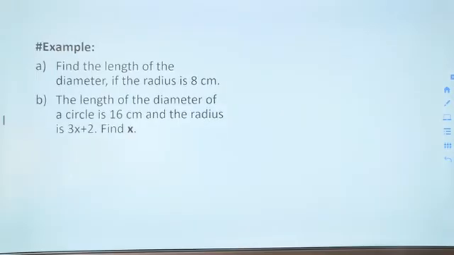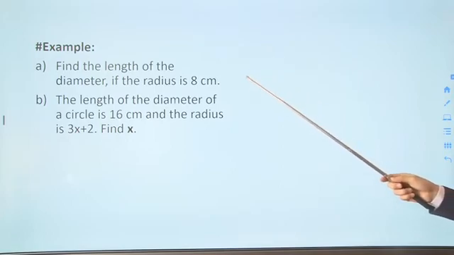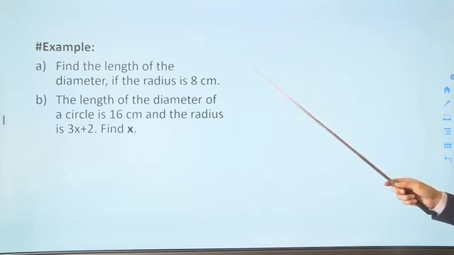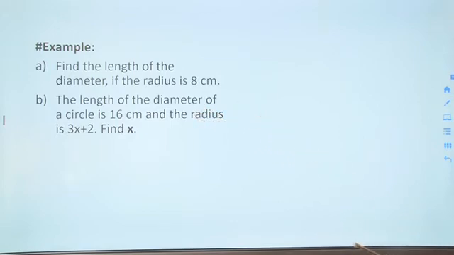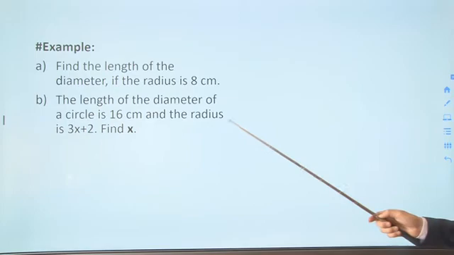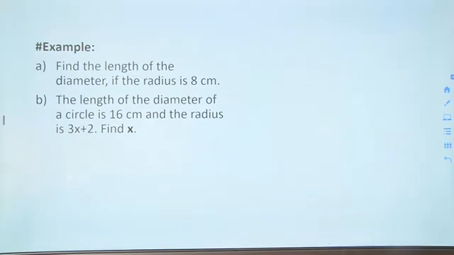Here we have an example. First question: we have to find the length of the diameter if the radius is equal to 8 centimeters. Second question: the length of the diameter of a circle is 16 centimeters and the radius is 3 times x plus 2. We have to find x. Now let's try to solve it.